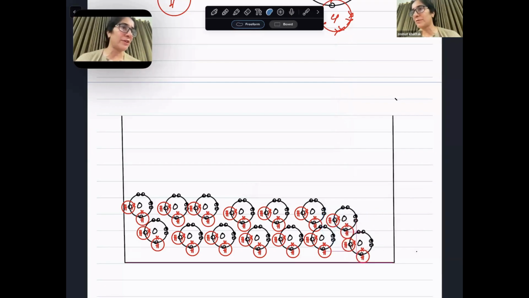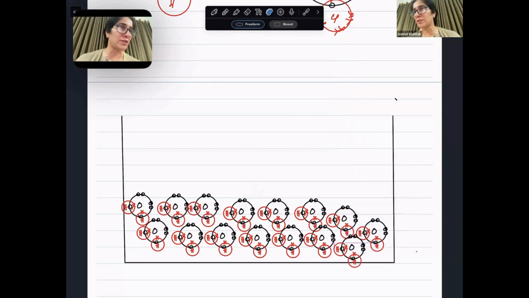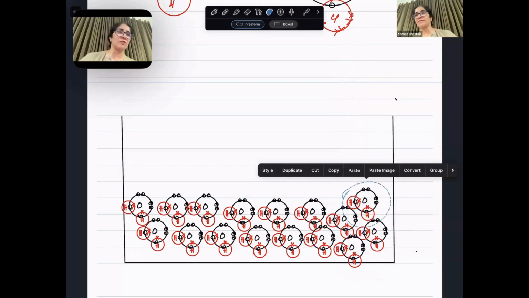I don't want to give order, but I think there is order in my drawing. Sorry for this. My water molecule is even a bit out of the beaker, but it's okay. So these are water molecules, right? They're closely arranged, but they're not regular.